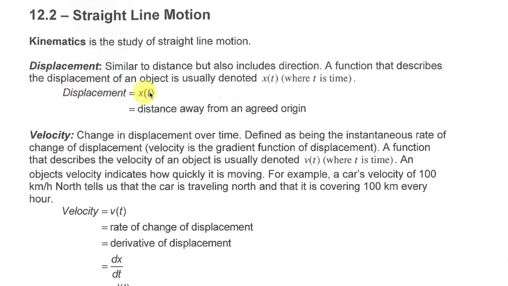So displacement, it's given as x of t. So we use x to represent displacement, not x the variable, and we use t as in time. So the displacement can be shown for any given amount of time. It's simply the distance that the object is away from an agreed origin.